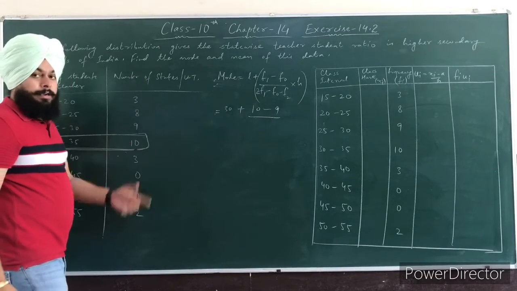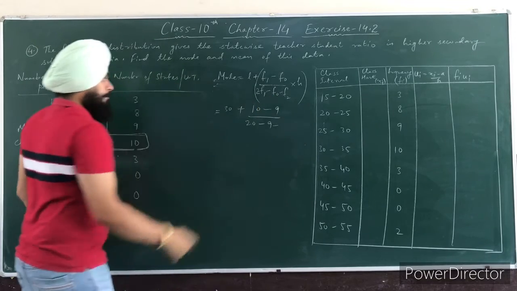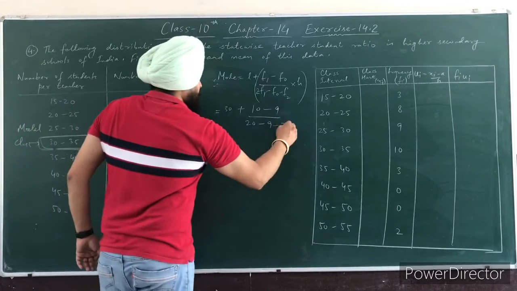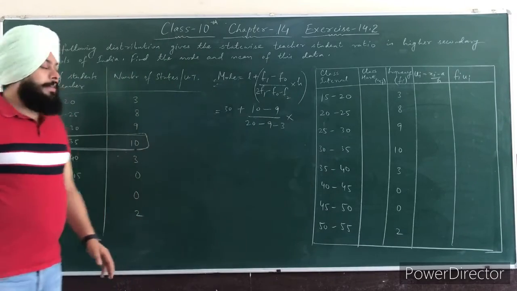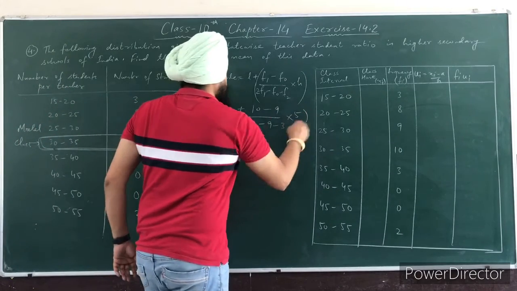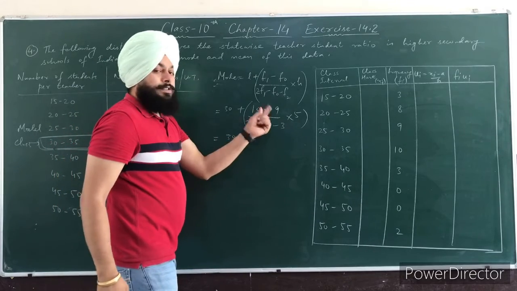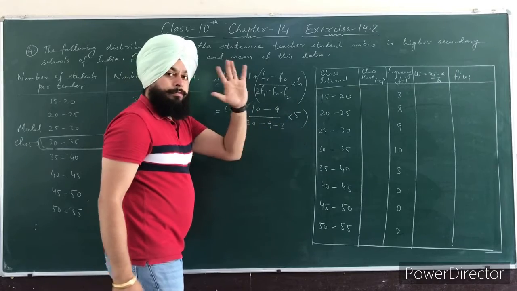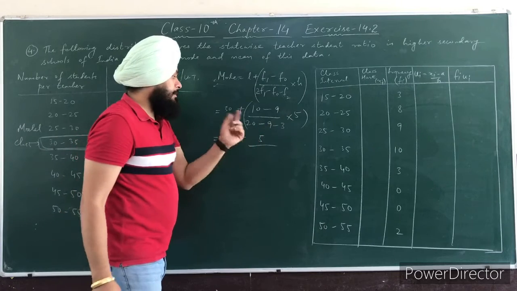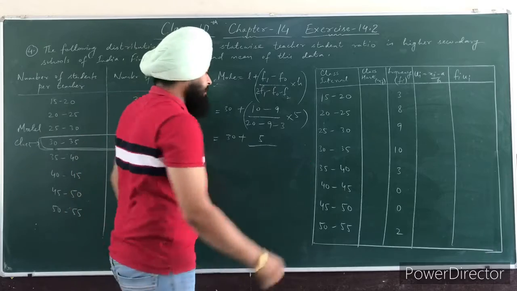So F1 is 10, 10 twos are 20, minus F0. F0 is again 9, minus F2. F2 is the frequency succeeding the modal class, which is 3, into H. H is the class size. So the class size for this interval is 5. Now it is 20 plus 10 minus 9. 10 minus 9 is 1, and 1 into 5 is 5. 20 minus 9 is 11, 11 minus 3, how much? 8.